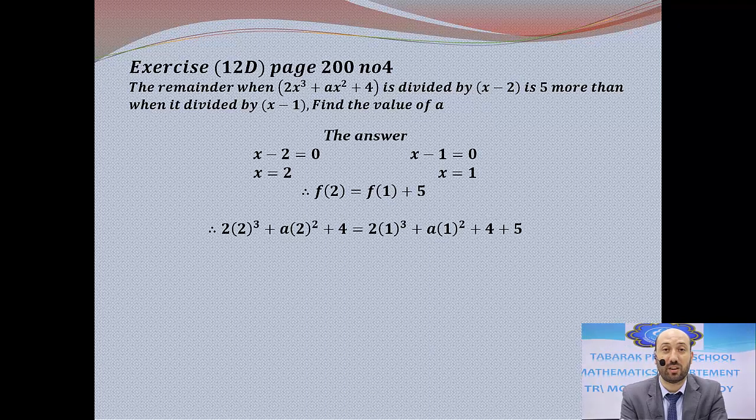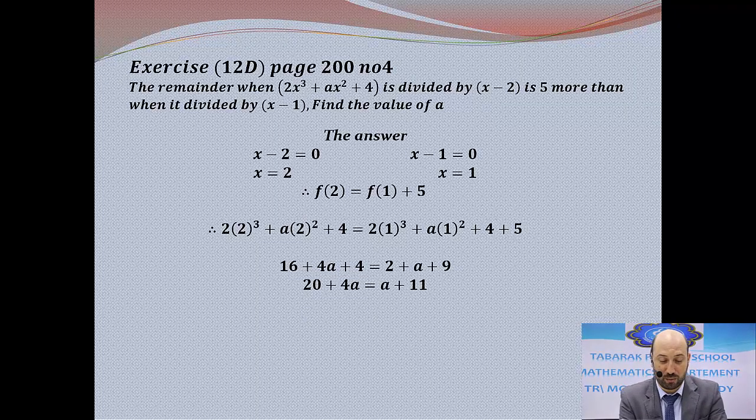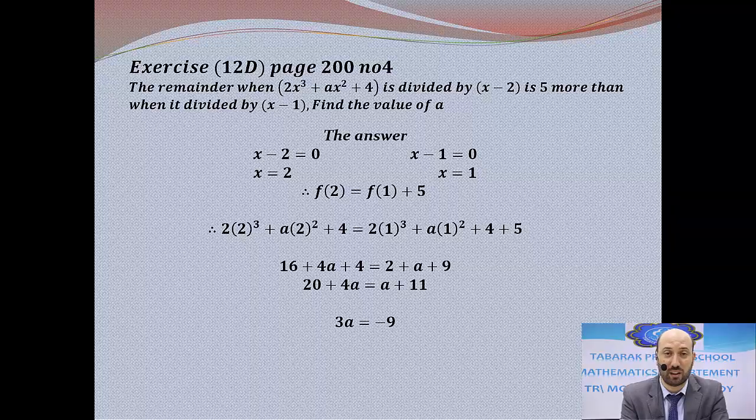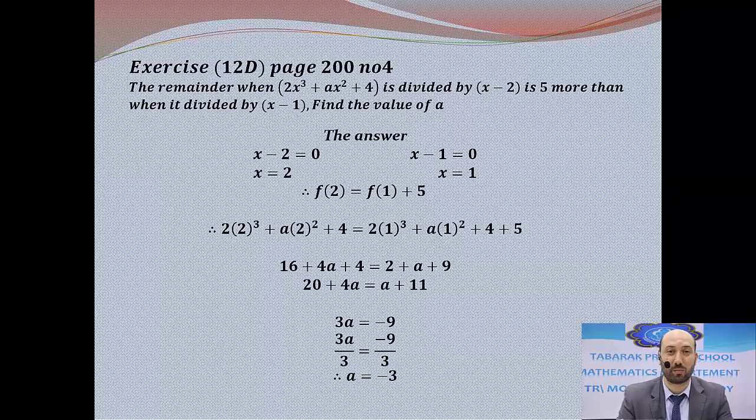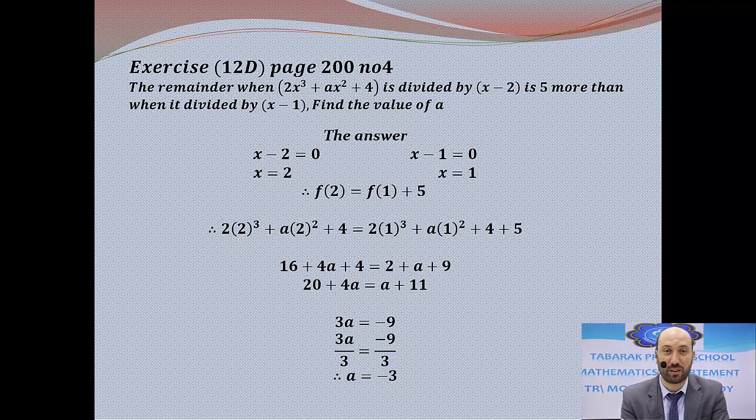So now when we substitute, it will be 2 times 2 power 3 plus a times 2 power 2 plus 4 equals 2 times 1 power 3 plus a times 1 power 2 plus 4 plus 5. It becomes 16 plus 4a plus 4 equals 2 plus a plus 9. So when we simplify, 20 plus 4a equals a plus 11. Now we collect the like terms and have 3a equals minus 9. Divide by 3, so a equals negative 3. So when the value of a equals negative 3, the remainder when we divide the expression by x minus 2 is 5 more than when we divide the expression by x minus 1.